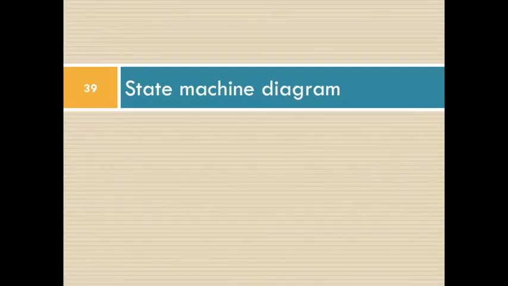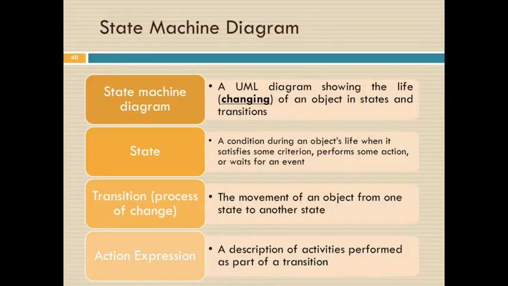Okay, welcome back. In this video, we will cover the last part of our models, that is the state machine diagram. So what is a state machine diagram? It is a UML diagram showing the life or the changing of an object in states and transitions.